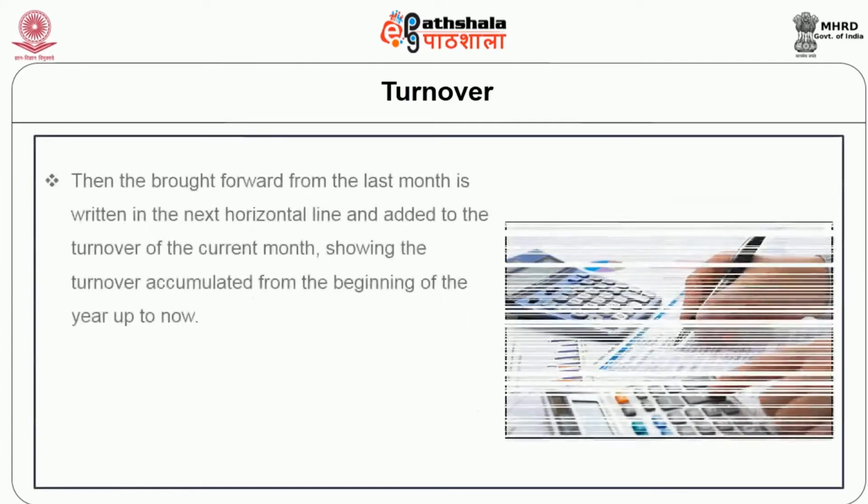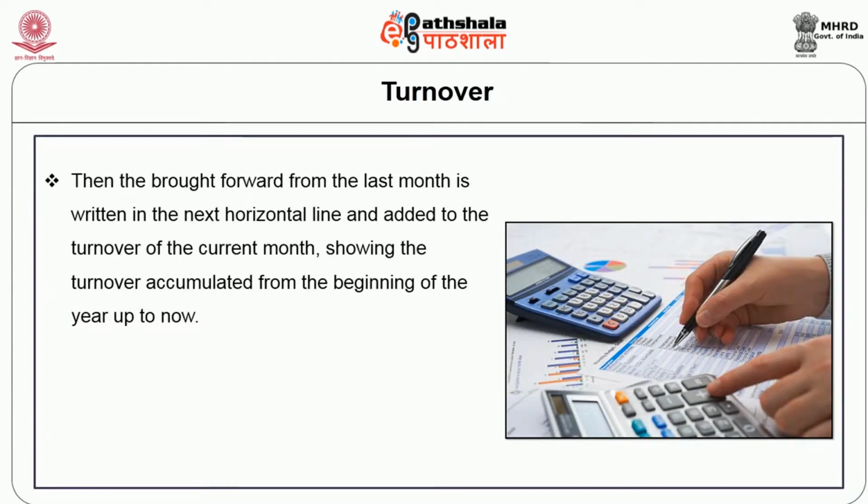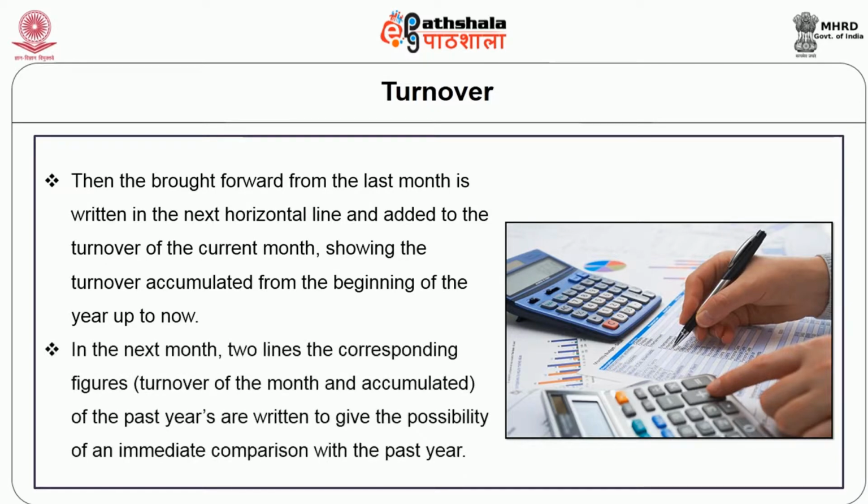Then the brought forward from the last month is written in the next horizontal line and added to the turnover of the current month, showing the turnover accumulated from the beginning of the year up to now. In the next month, two lines with the corresponding figures, that is the turnover of the month and the accumulated one of the past year, are written to give the possibility of an immediate comparison with the past year.